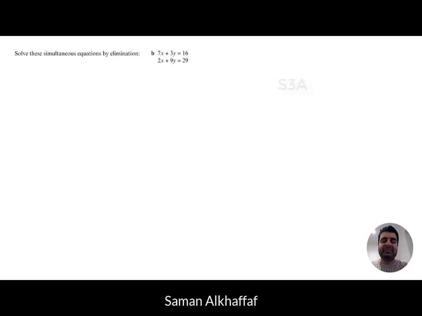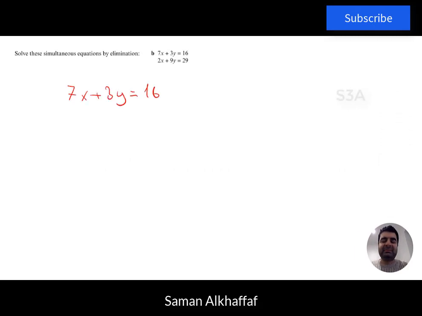In this example, we have two equations, 7x plus 3y equals 16 and 2x plus 9y equals 29. So we'll try to make one of the variables similar in value, so they can cancel each other out. In this scenario, we can multiply the 7x plus 3y equals 16 by 3, so we can eliminate the y in the next phase.